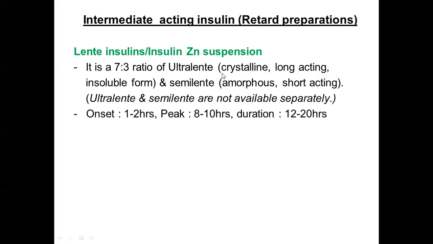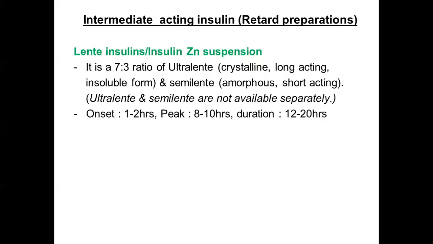So ultra lenti is a crystalline long acting insoluble form of insulin, and semi lenti is an amorphous short acting insulin. They are not available separately, and the ratio of these two in the proportion of 7:3 is called the lenti insulin. So here the onset of action is 1 to 2 hours and peaks at 8 to 10 hours, and the duration is 12 to 20 hours.